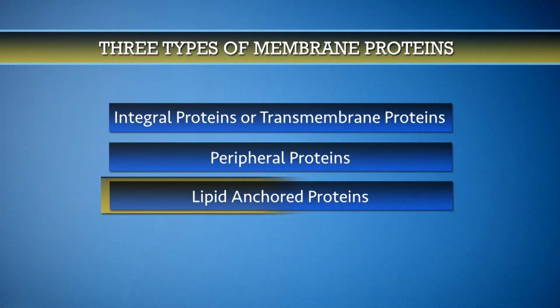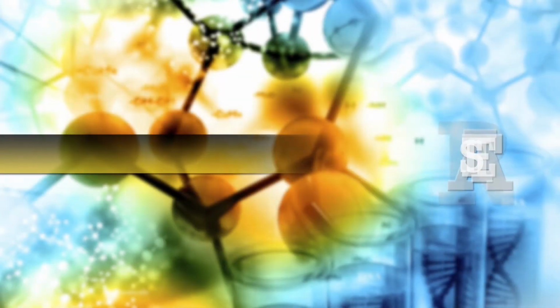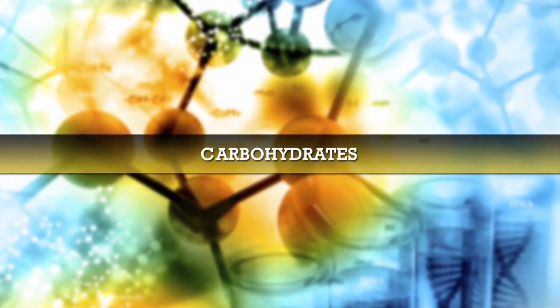Next are the lipid anchored proteins. These include membrane proteins that are anchored in the membrane by covalently attached lipid groups, for example, G proteins. The third component of the biomembranes are the carbohydrates.